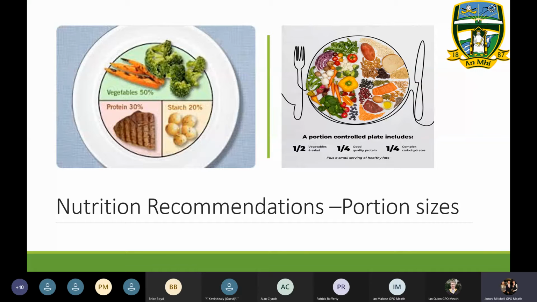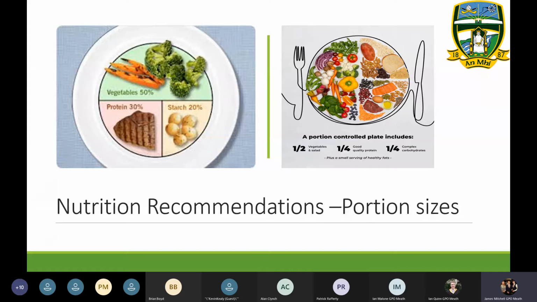Obviously, if you are playing games, or if you are on a non-training day, this might fluctuate a little bit, but this is generally what you should be looking at. So a protein source, a carbohydrate source, some healthy fats in there as well. But look, for your 3 to 4 meals a day, you should be looking at this. And we have it here on the right as well.